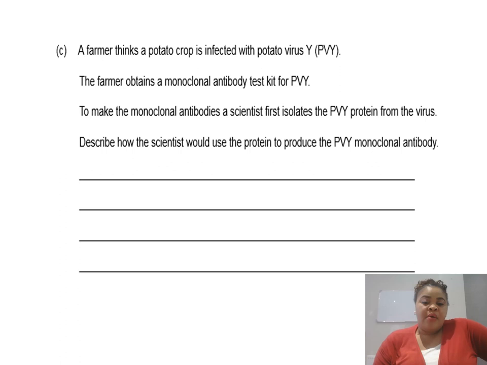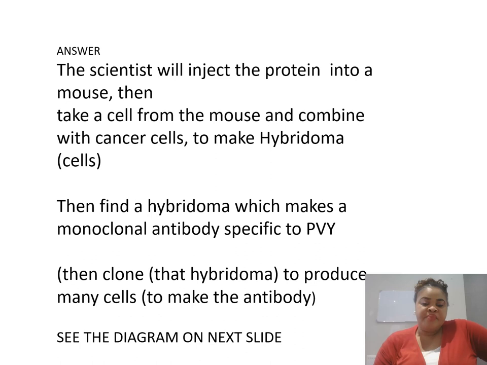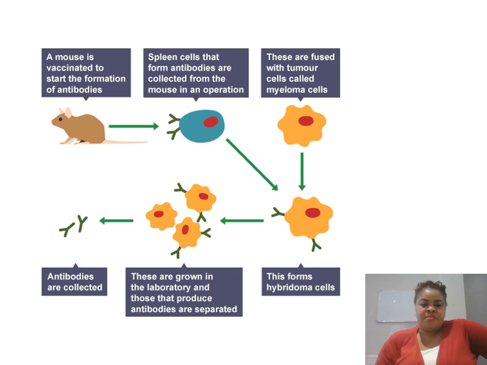Now, this is about monoclonal antibody. This is for triple science, so for those on biology only. So I'm going to really whisk through this to the next question. And this is the answer to that question. This is the diagram. And again, remember, it's not for those doing combined science trilogy. It's for those doing triple biology.